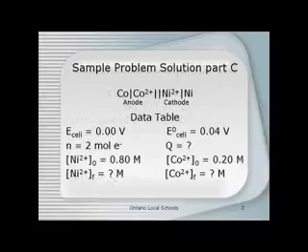Here's our data table. The energy of the cell at equilibrium will be 0.00 volts. The energy of the cell under standard conditions we calculated in part 1 of this Nernst equation podcast series at 0.04 volts. N is equal to 2 moles of electrons. We need to solve for Q. Our initial concentrations of nickel 2 plus and cobalt 2 plus are 0.80 moles per liter and 0.20 moles per liter respectively. And our final concentrations of nickel 2 plus and cobalt 2 plus are what we're going to find at the end of the problem. But we have to solve for Q first.